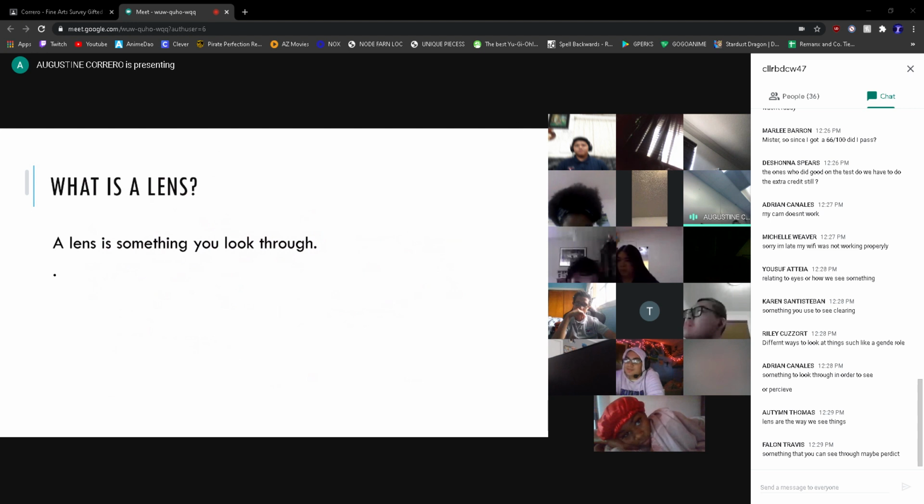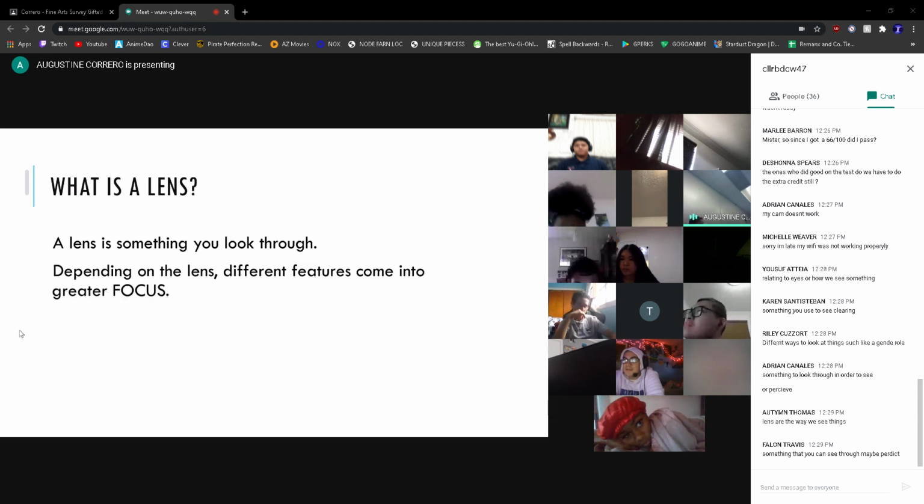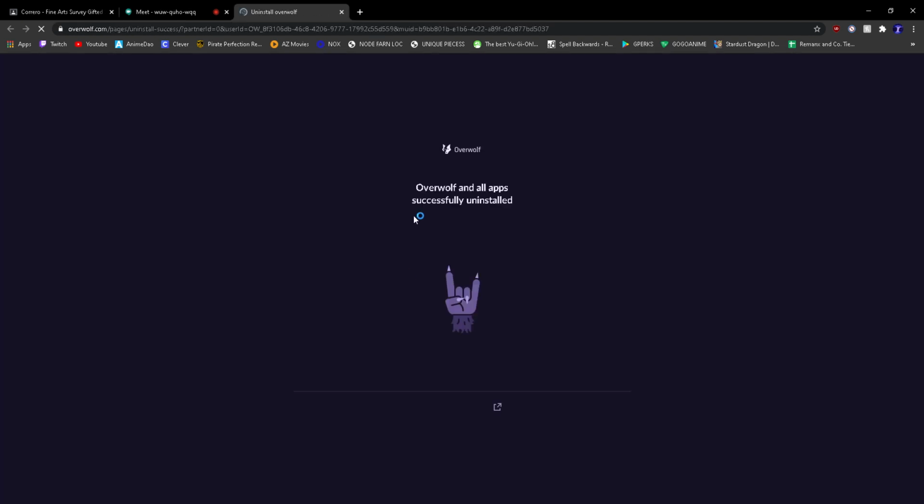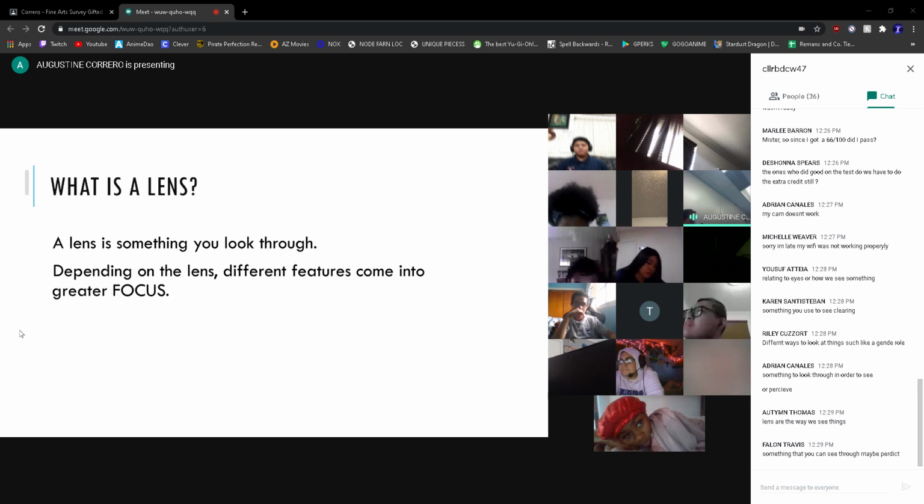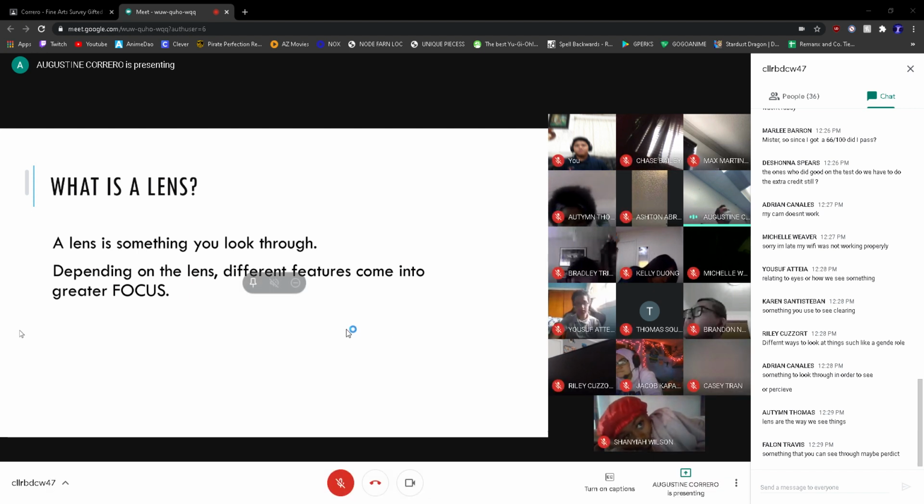So what we're defining a lens as today, we understand that a lens is something that you look through. But depending on the lens, different features come into focus. So if you had to write a note, write the one with the all caps. Depending on the lens, different features come into greater focus.